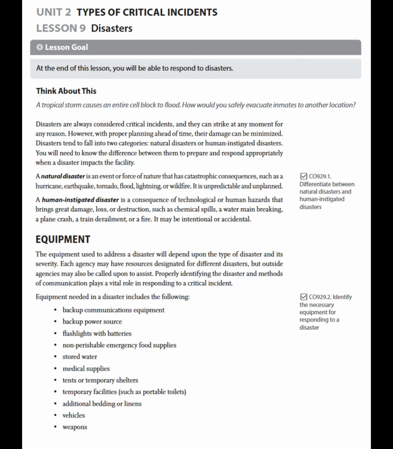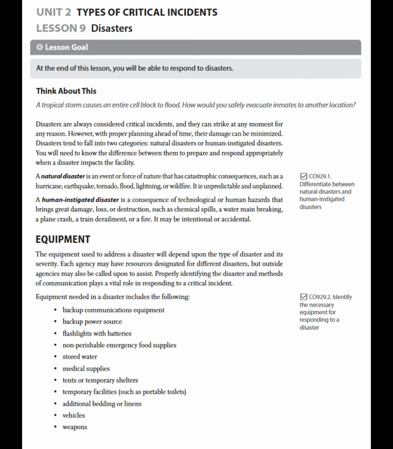Unit 2, Types of Critical Incidents. Lesson 9, Disasters. Lesson Goal. At the end of this lesson, you will be able to respond to disasters. Think about this. A tropical storm causes an entire cell block to flood. How would you safely evacuate inmates to another location?